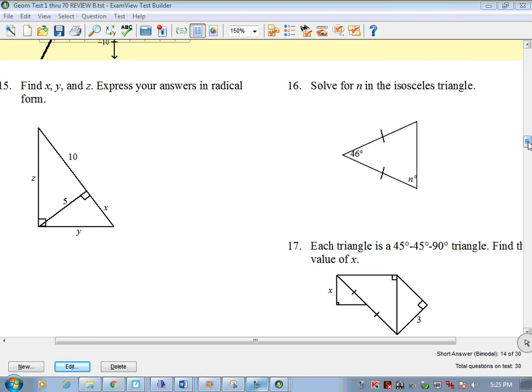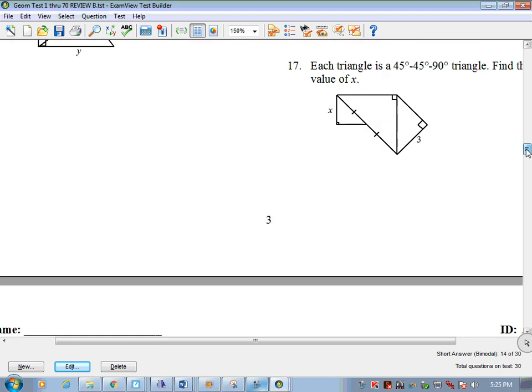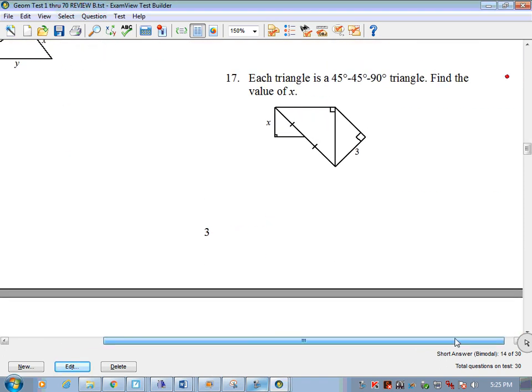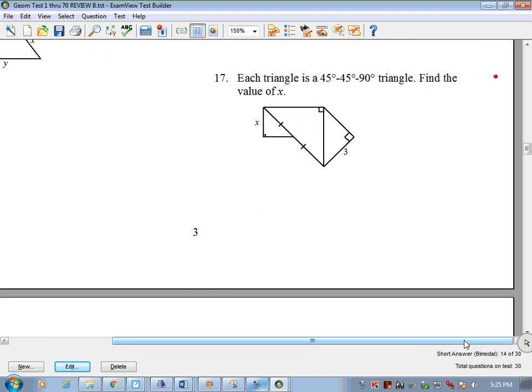That's 16. Let's come down to 17. 17, we've seen this one before. These are all 45, 45, 90 triangles. In a 45, 45, 90 triangle, if this is my right angle and these are 45, 45, then these two sides are congruent to each other, and this side is those sides times radical 2.